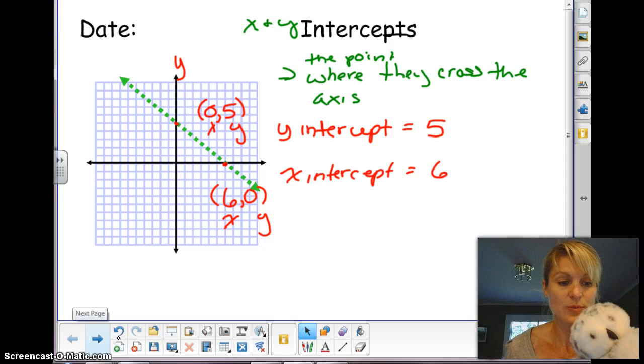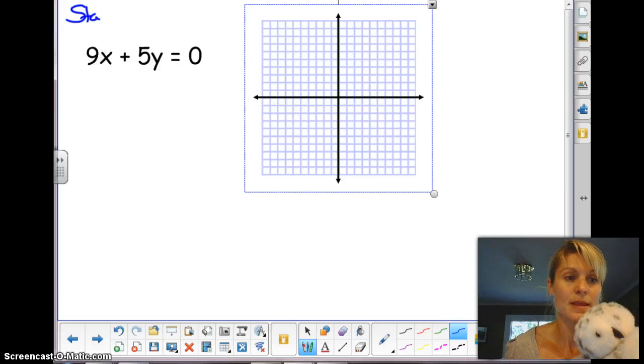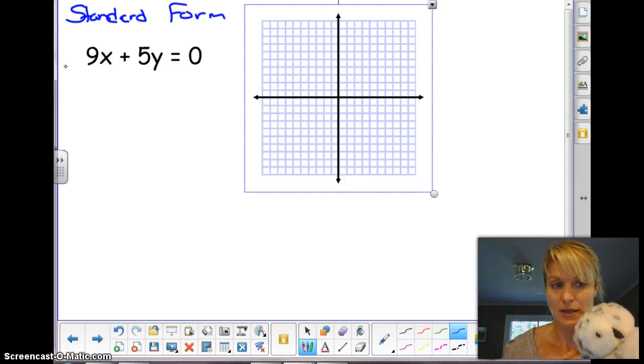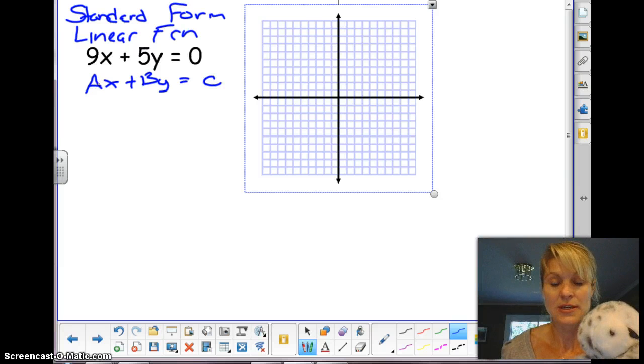All right, let's look at this next page. All right, so this right here, and we've talked about this before, this is called standard form. Okay, so if you find an equation in standard form, you know it's a linear function. And in standard form, it's ax plus by equals c. So you can see here that 9 is in the a place, 5 is in the b place, and 0 is in the c spot.